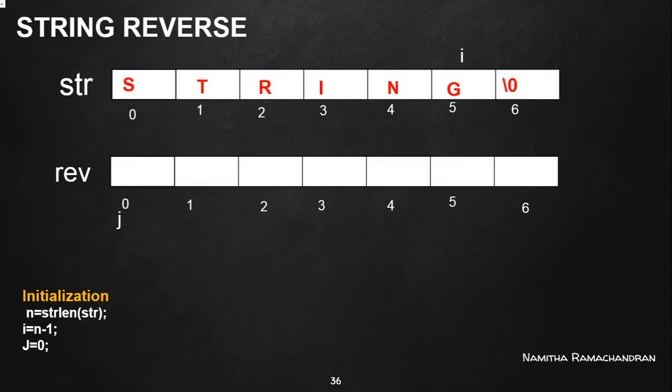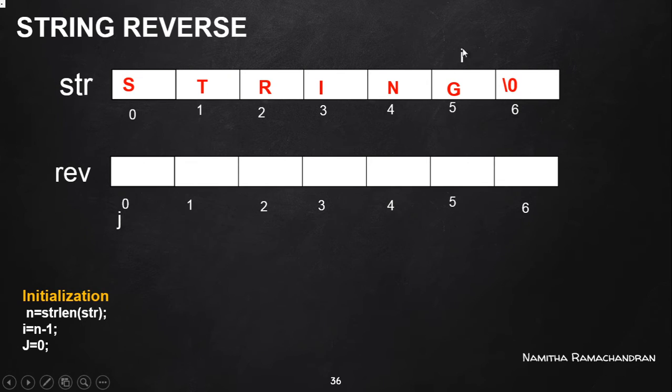Okay, so consider this case. The same string str as the input string, with how many characters? Total 6 characters in the string. But our indexing starts from 0. So how many indices are needed here? 0 to 5, total 6 indices. Okay, and at the end here we attach a null character in order to indicate the end of the string.